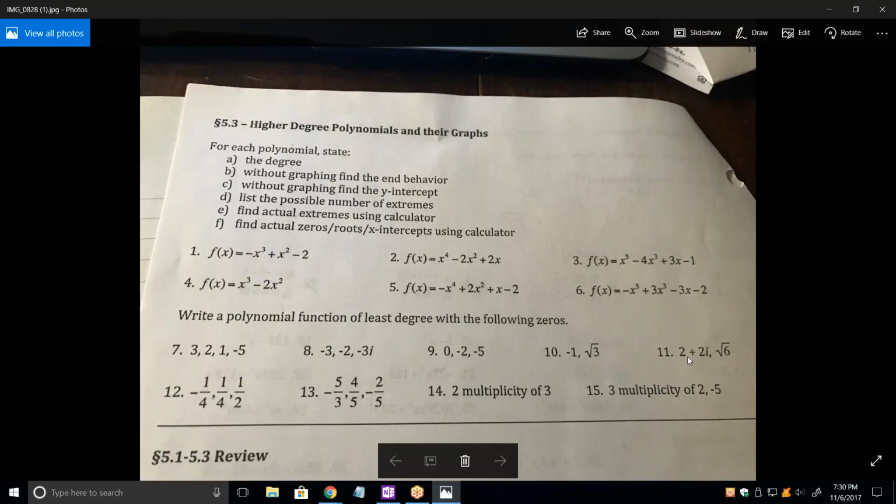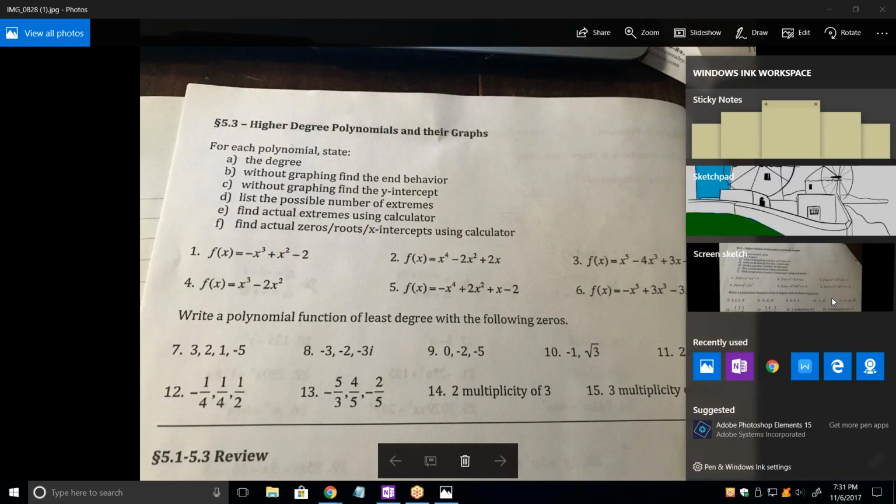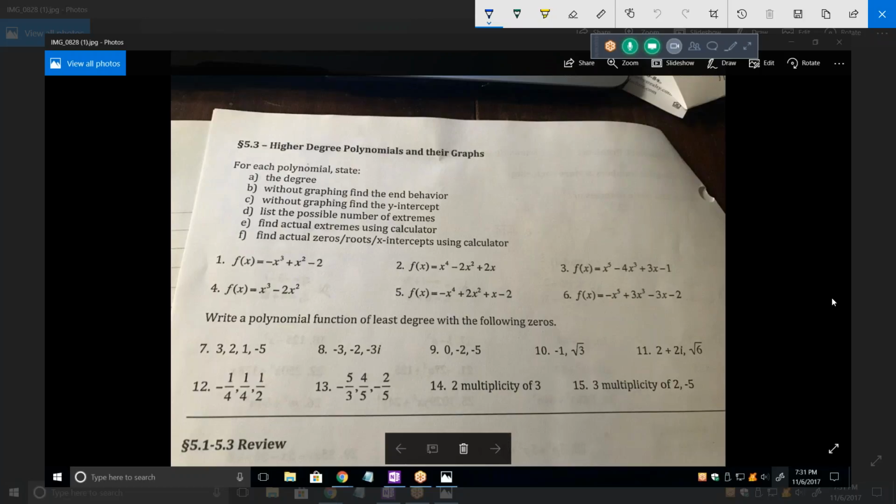On number 11, what are the other 2 zeros? 2 minus 2i and negative root 6. Okay, so there's 4 total zeros, so you're going to have 4 linear terms. I don't need to draw it out. I feel like you know how to do this multiplication pretty well, so we don't really need to spend all of our time doing it.